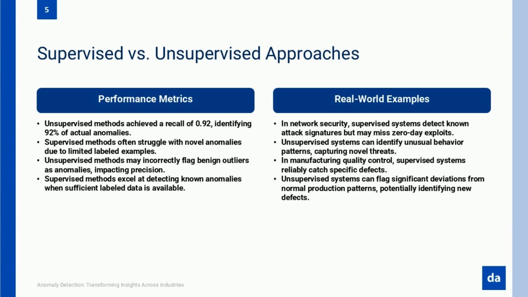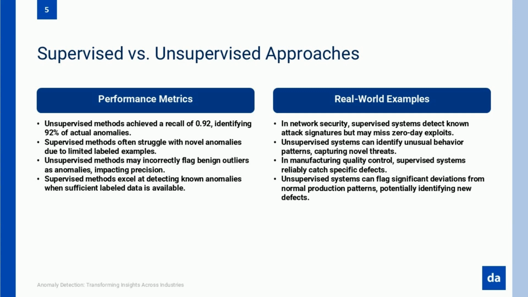The answers to these questions form the foundation of a decision framework for selecting your approach. When labeled anomaly data is abundant and representative of the full range of anomalies you expect to encounter, supervised approaches offer high precision and recall for those specific anomaly types. This scenario is common in mature security monitoring systems with extensive historical data on attacks and intrusions.